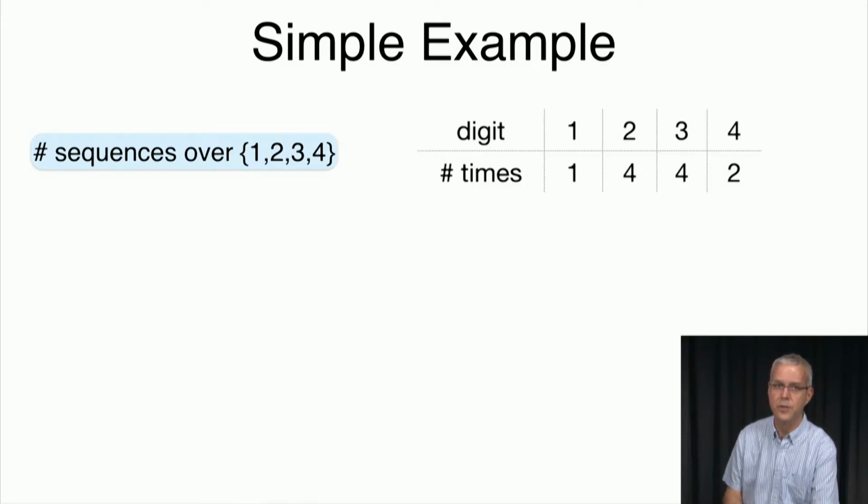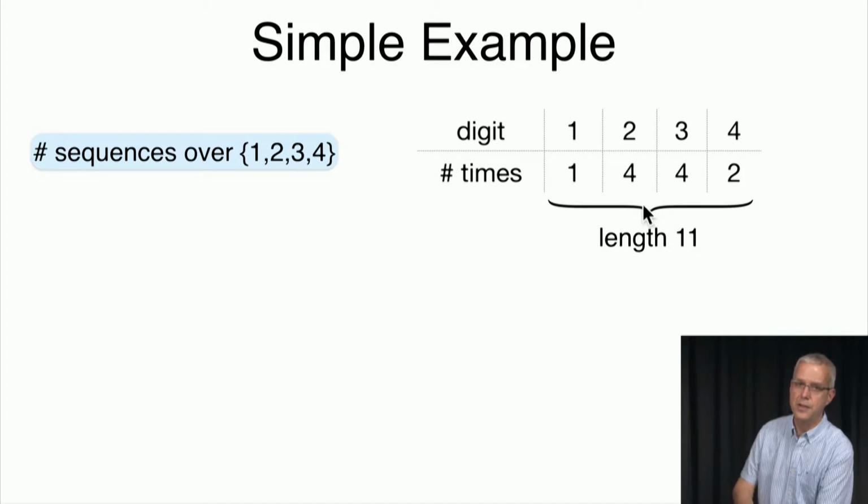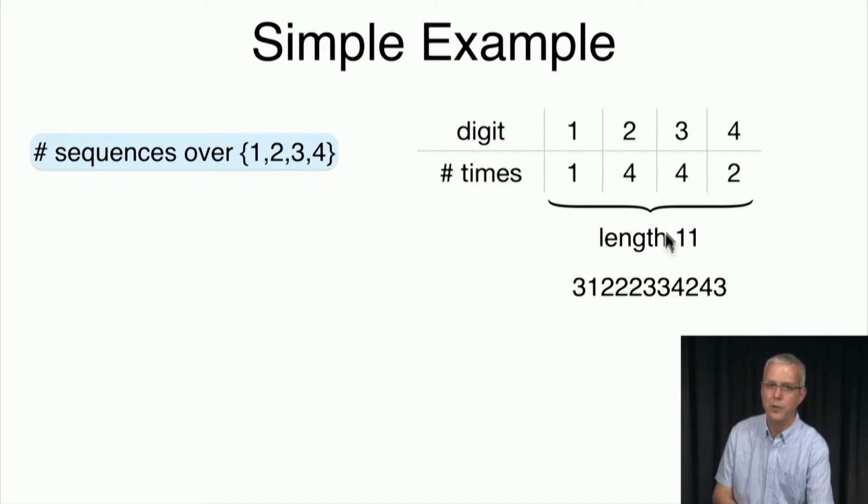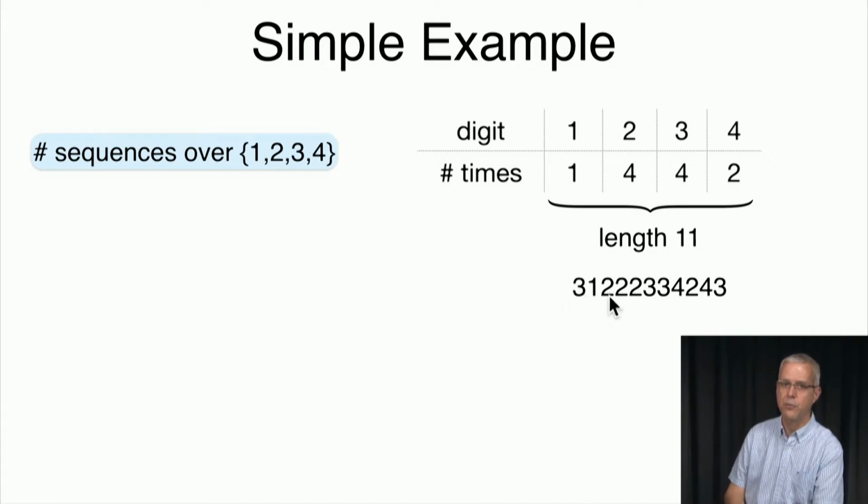All right. So let's do a simple example. How many sequences are there over 1, 2, 3, 4? So instead of an alphabet of size 3, we're looking at an alphabet of size 4, where the digit 1 appears once, the digit 2 appears 4 times, the digit 3 appears 4 times also, and the digit 4 appears twice. So the length is 1 plus 4 plus 4 plus 2, which is 11. Okay, and one example of such a sequence is 3, 1, 2, 2, 2, 3, 3, 4, 2, 4, 3.